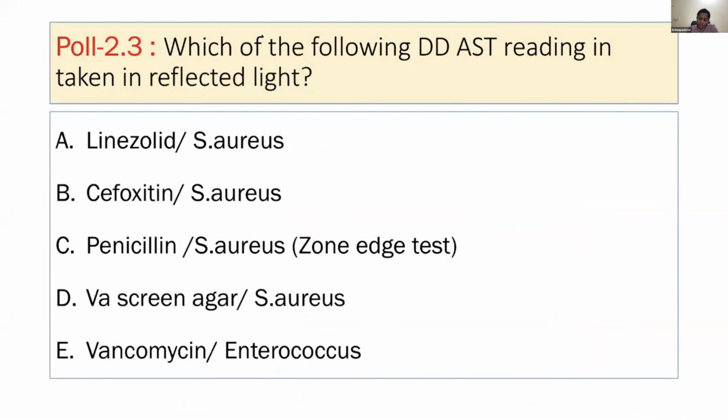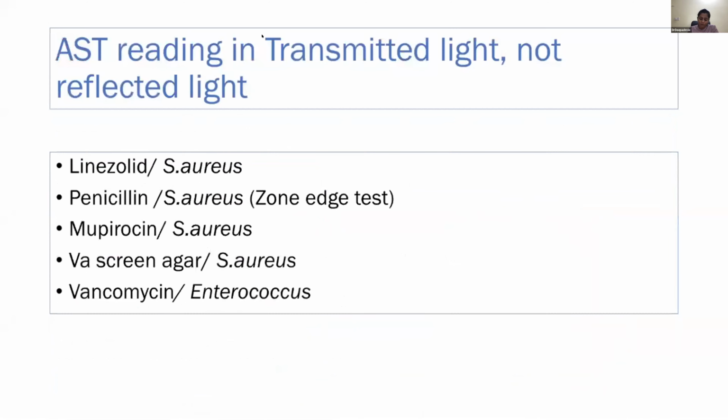Another question which was posted is again regarding the light. Either reflected light or transmitted light, which one do we use? Which of the following disk diffusion AST readings is taken in reflected light? Cefoxitin, Staph aureus. So let us see the list now. AST reading in transmitted light, not the reflected light.